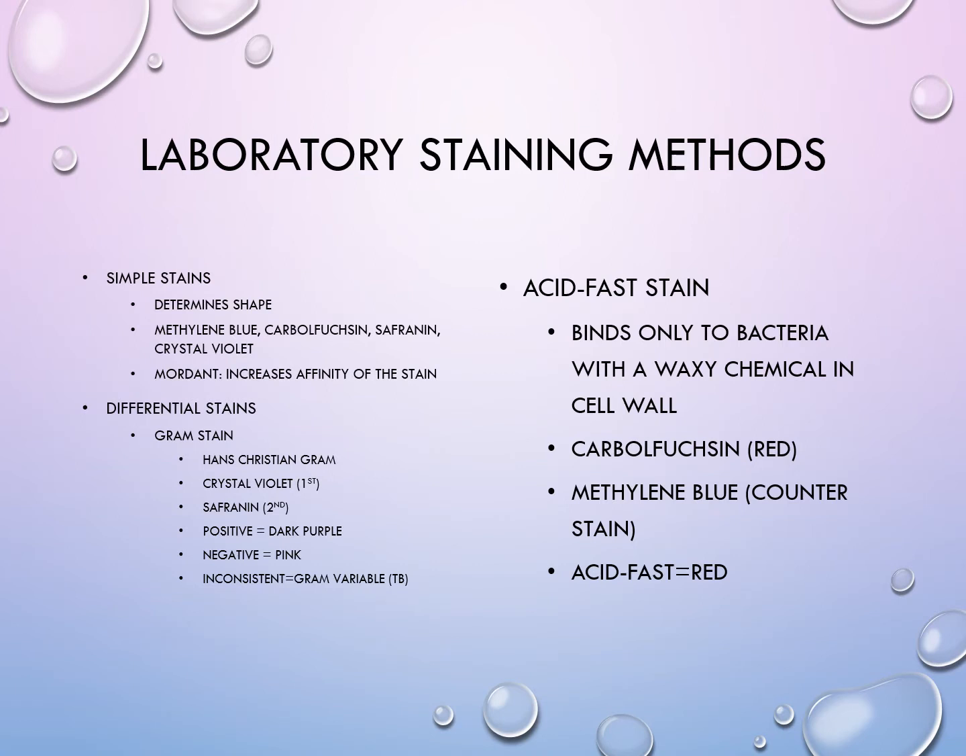So now we're going to talk about some different laboratory staining methods. And the first one we're going to talk about is called the simple stain. A simple stain allows the microbiologist to see the shape of the bacteria and view some basic structures of the bacteria. And some common stains are methylene blue and carbofuchsin, safranin, and crystal violet.